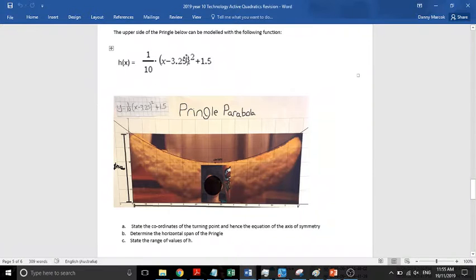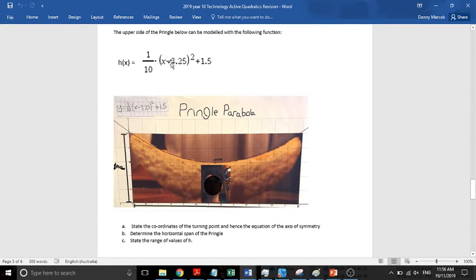Our next question, we are having a look at this Pringle parabola. It's just a picture I got off the internet. So basically, the upper side of the Pringle can be modelled with 1 over 10 (x minus 3.25) all squared plus 1.5. We're asked to state the coordinates of the turning point and hence the equation of the axis of symmetry.